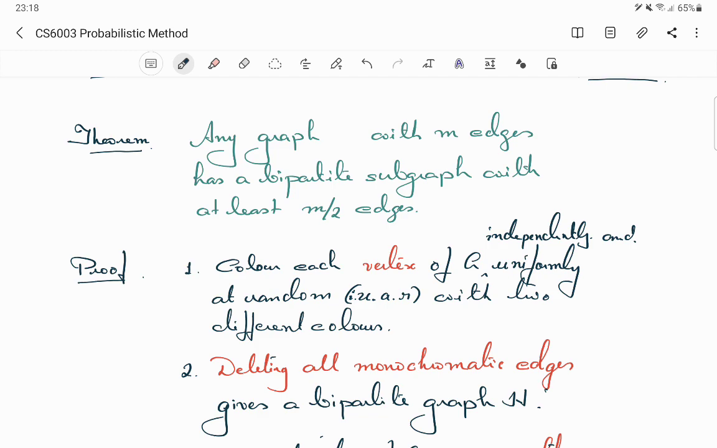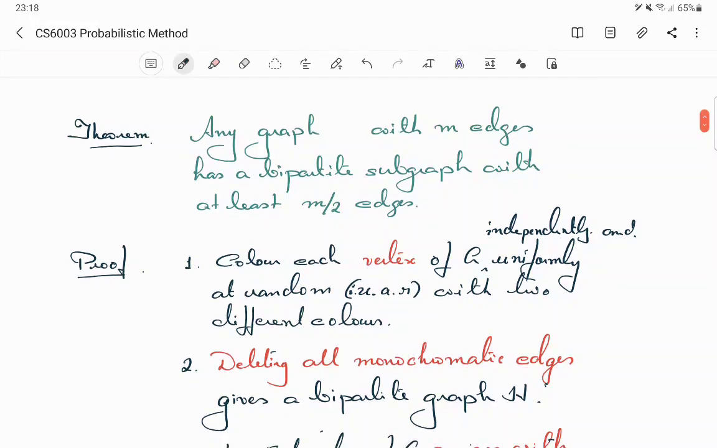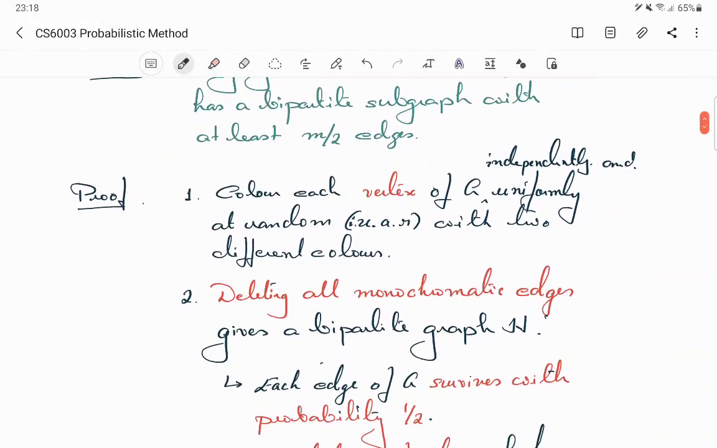Here is where we continue our probabilistic analysis. Already step 1 is a probabilistic step, because you are coloring in a random fashion, independently and uniformly at random. Now let us analyze the expected number of edges that will survive in this kind of coloring. In order to find this expected number, we do a two-step analysis. Firstly, we observe that each edge in the given graph G survives with a probability of half.